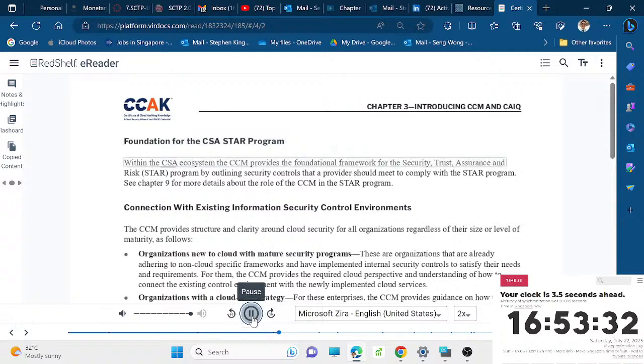Foundation for the CSA STAR program. Within the CSA ecosystem, the CCM provides the foundational framework for the Security, Trust, Assurance, and Risk (STAR) program by outlining security controls that a provider should meet to comply with the STAR program. See Chapter 9 for more details about the role of the CCM in the STAR program. Connection with existing information security control environments.